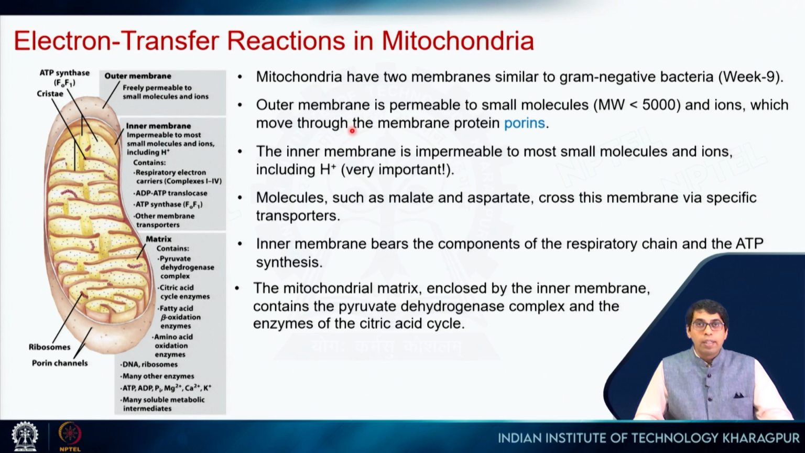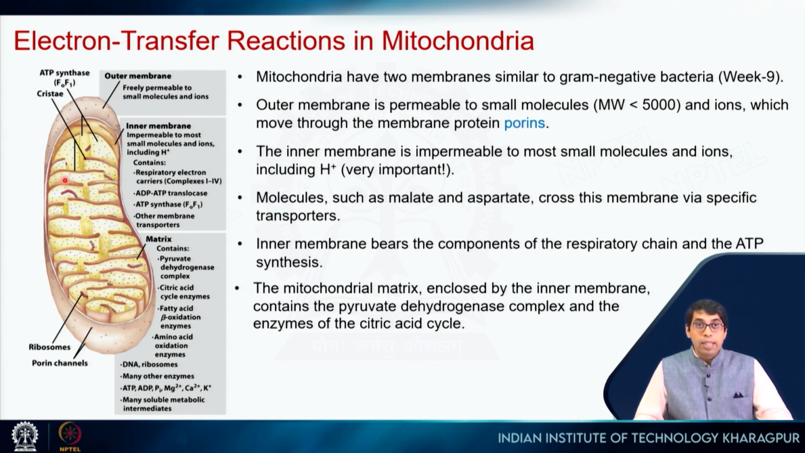The outer membrane is permeable to small molecules less than 5000 Daltons, and ions, which means that small molecules can easily pass through this membrane, and that is channelized by these membrane proteins called porins. We have already seen porins in previous lectures.